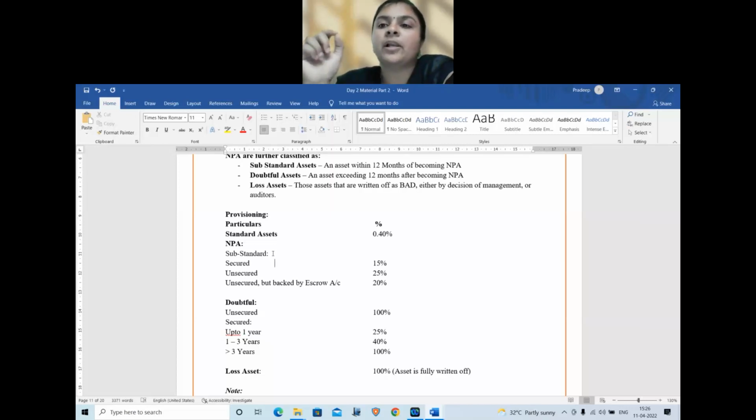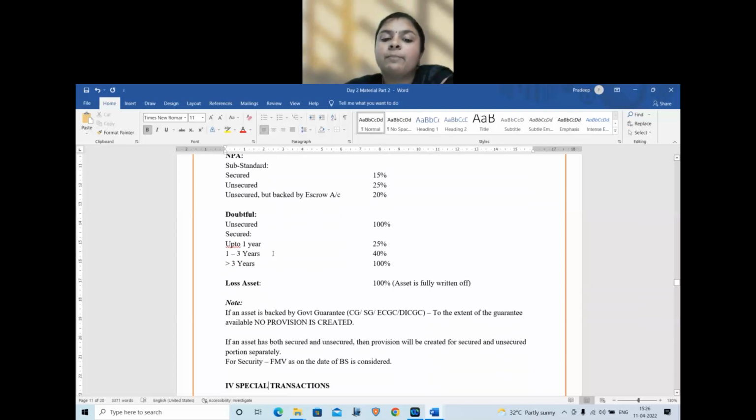For doubtful, again we have the percentages. If it is unsecured, 100. Doubtful secured: up to 1 year 25, 1 to 3 years 40, and more than 3 years 100%. Loss asset fully written off 100%.